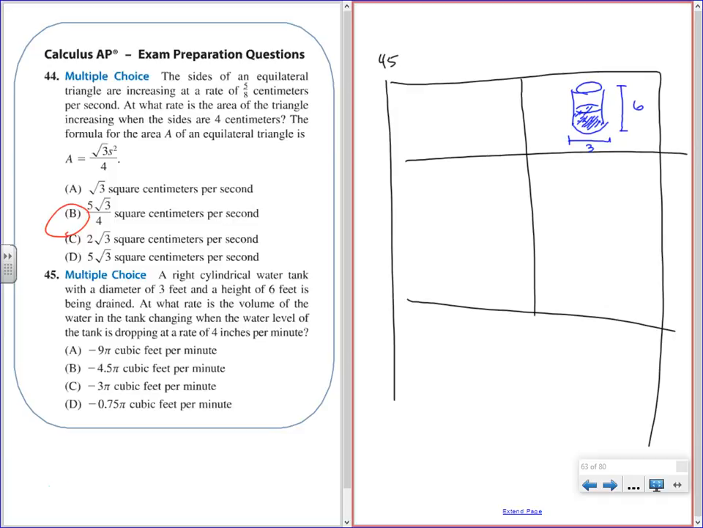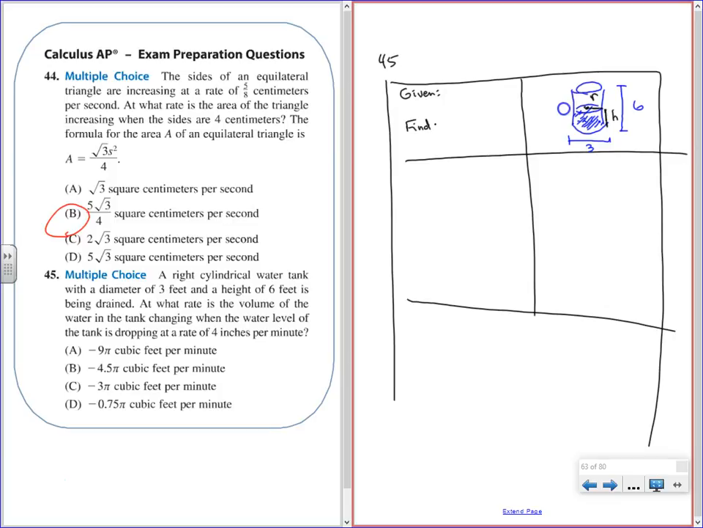If I was to label stuff, I have 6 and 3, but that's for the container. If I was to label stuff for the actual water level, I could have an R for him, right? And couldn't I also have an H for him? I know 6 and 3 is for the container, but R and H is going to be for the actual water himself. So I'm going to put a couple variables in there. Now, given and find.